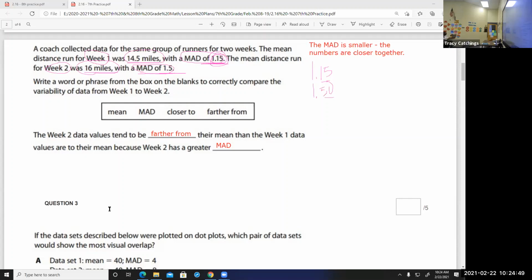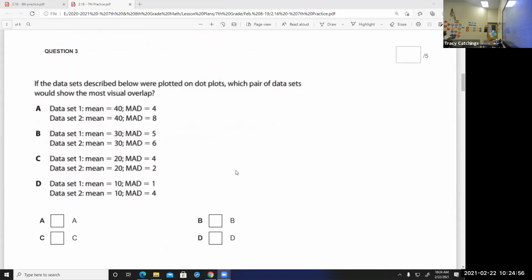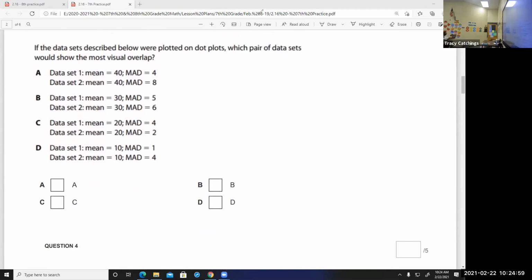All right, everybody got those two little blanks? All right, question number 3. If the data sets described below were plotted on dot plots, which pair of data sets would show the most visual overlap? What's an overlap? So if we're talking about dot plots, that may mean that my dot plots pretty much have the same values. So then we're going to say.